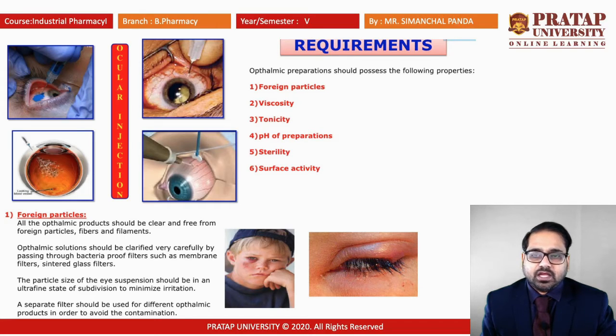As we know, any particulate having a larger particle size, if it remains on the eye, may lead to irritation, and the dosage form may not work on them. Separate filters should be used for different ophthalmic products in order to avoid contamination.